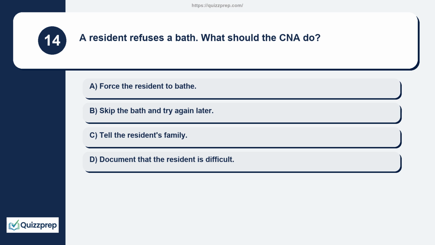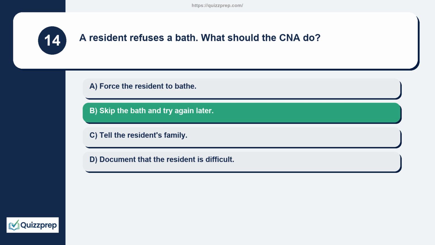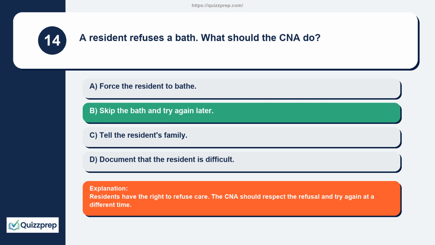Question 14. A resident refuses a bath. What should the CNA do? Force the resident to bathe. Skip the bath and try again later. Tell the resident's family. Document that the resident is difficult. Residents have the right to refuse care. The CNA should respect the refusal and try again at a different time.